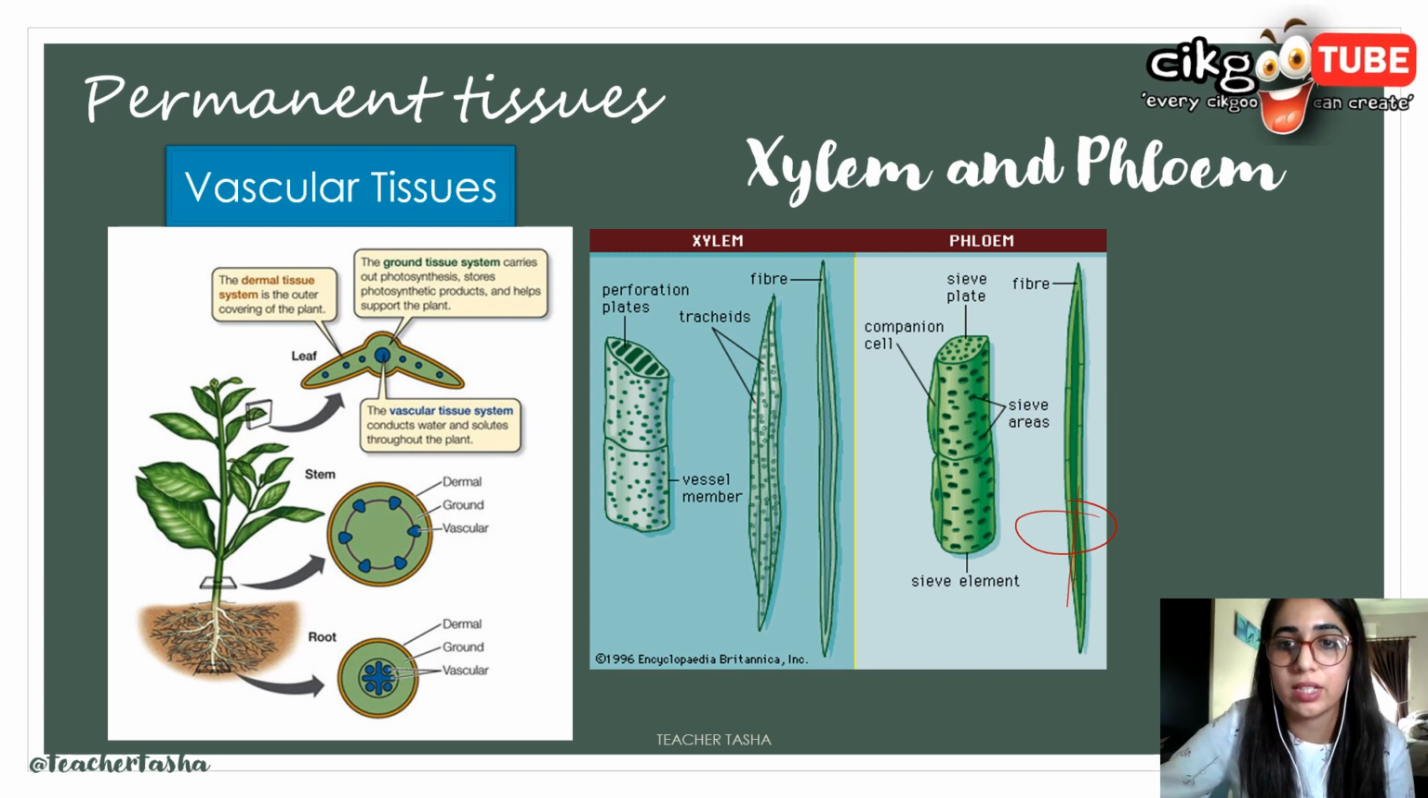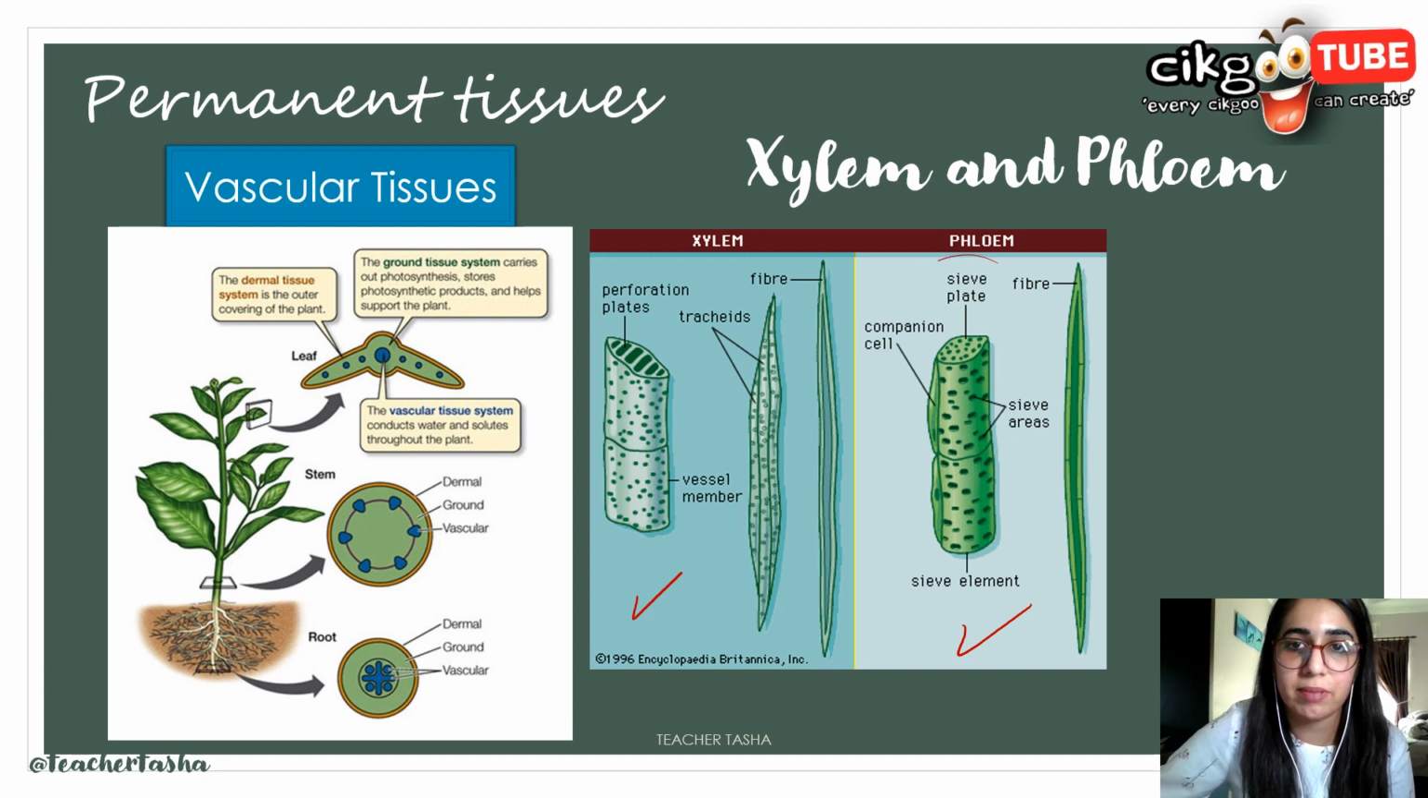If you look at the differences, we have xylem and phloem. Xylem is made of fibers. They have tracheids and also vessel members, the vessels. And then here we have the sieve plate. Phloem has the sieve areas, sieve tubes, and the sieve elements. It is also made up of fiber. So the difference is the trachea and the sieve areas. That is the difference that you can see between xylem and phloem.